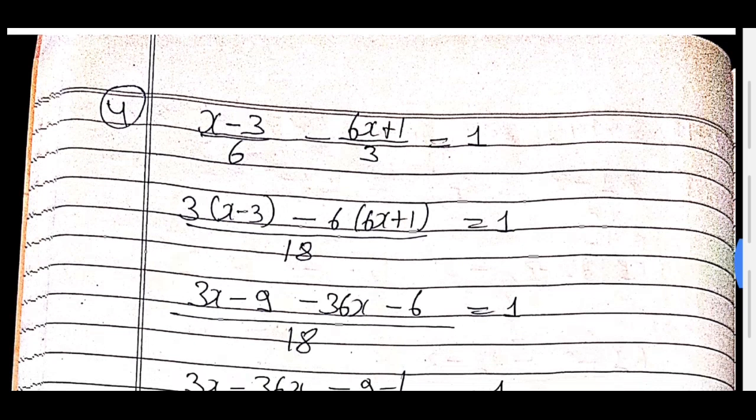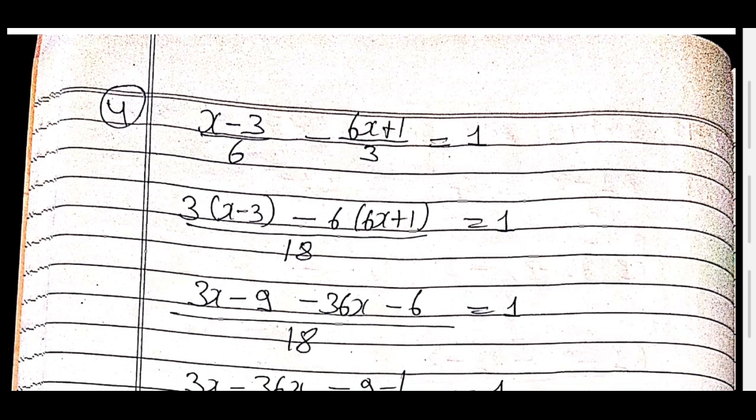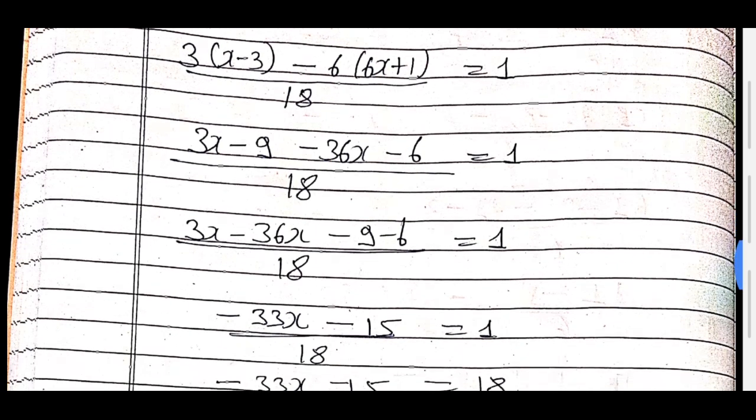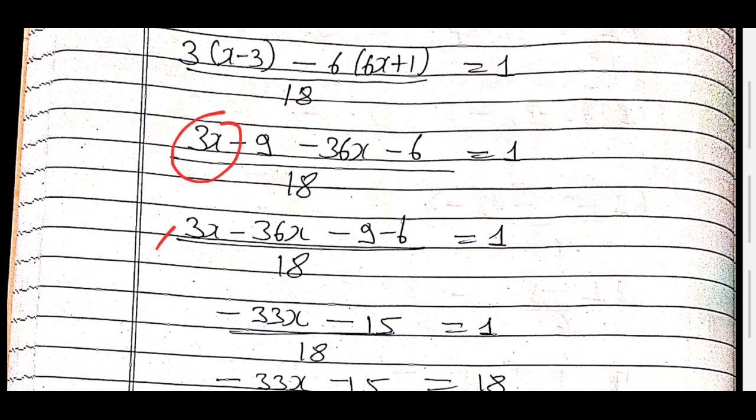Come on, 4th part. x minus 3 upon 6 minus 6x plus 1 upon 3 is equal to 1. Again cross multiply this number by 3, this number by 3, and together 6 times 3 is 18. Here the right side remains 1. Now 3 into x you get 3x, 3 times 3 is 9, 6 times 6 is 36, 6 times 1 is 6. Signs as they are. Now to solve, 3x here, 36x here, just put like terms together, minus 9 here, minus 6 as it is.